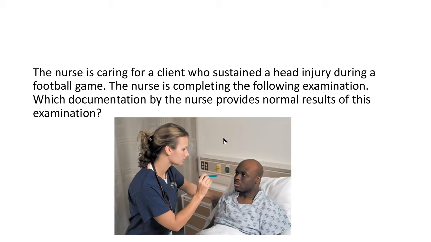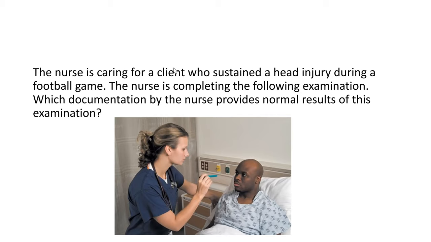All right, so here we have, and this is usually one of those questions where you have a graphic. You're caring for a client who sustained a head injury during a football game. Now don't judge, he does look a little bit older to be playing football, but it could have been flag football, but it doesn't matter. The nurse is completing the following examination. Which documentation by the nurse provides normal results of this examination? So what is she doing? What is she examining? She's examining pupils. Okay.